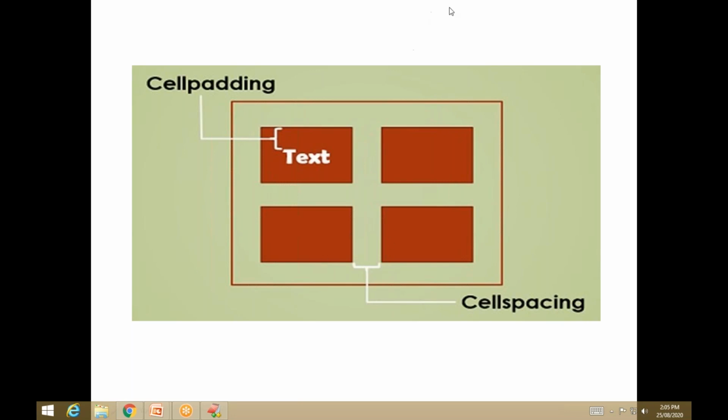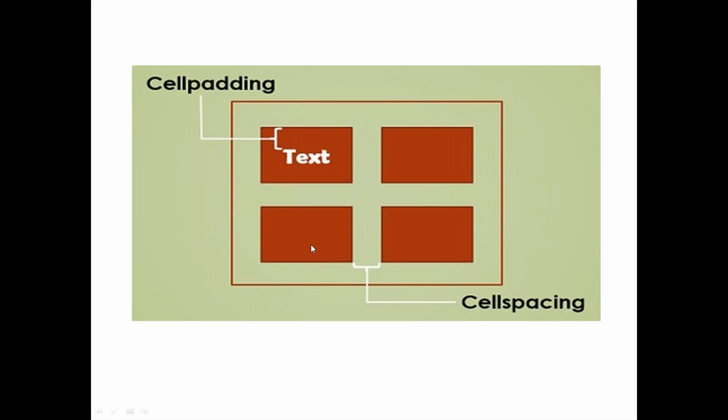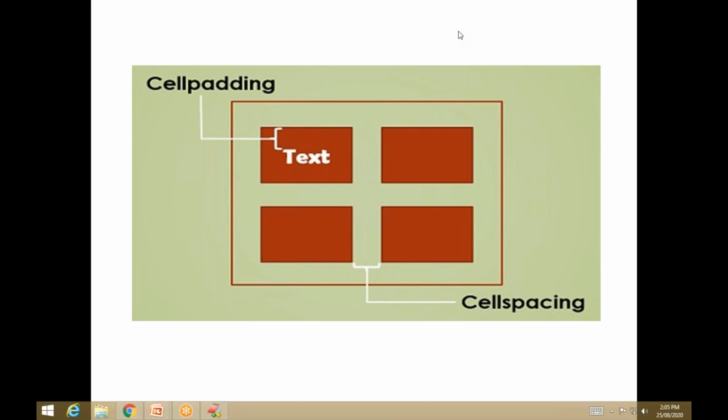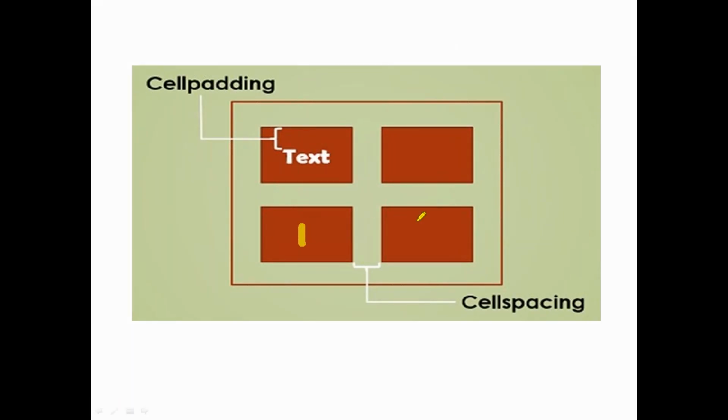See, this is one cell, and this is also one cell. Here there is a gap. You already observed this is white space I added using cell spacing. So cell spacing is adding space between two or more cells, however many cells we have in our table.